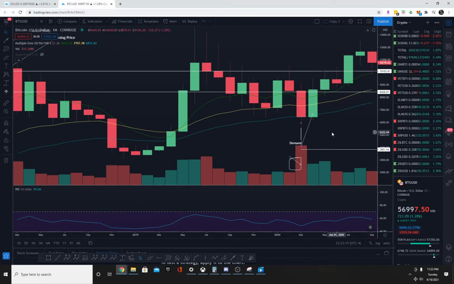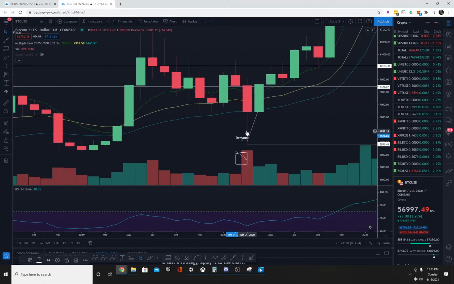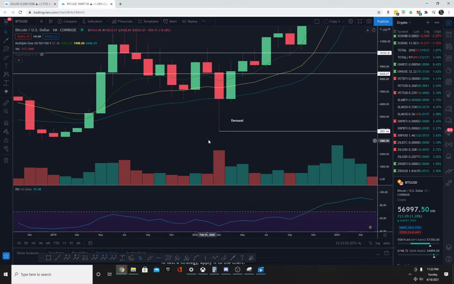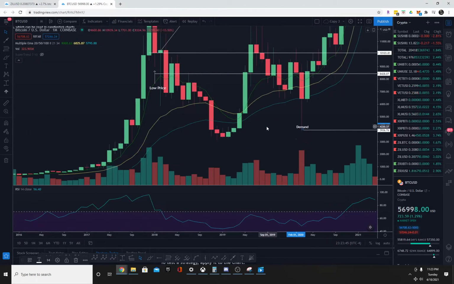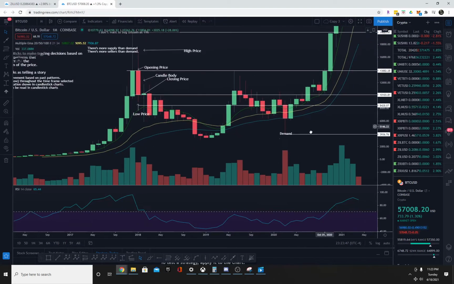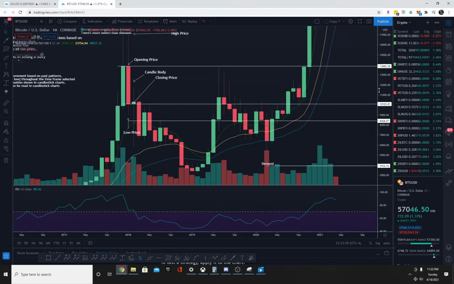Alright, let's look at the opposite. Let's look at the COVID drop. These lower wicks, the lower shadows, mean there were enough buyers to push the price from 3.8k all the way back to 6.5k. That's a lot. So that's saying there's more buyers than sellers down here, and they're willing to buy it from here all the way up here. So that means there's more demand. That's the basic gist of how to read candlestick patterns.